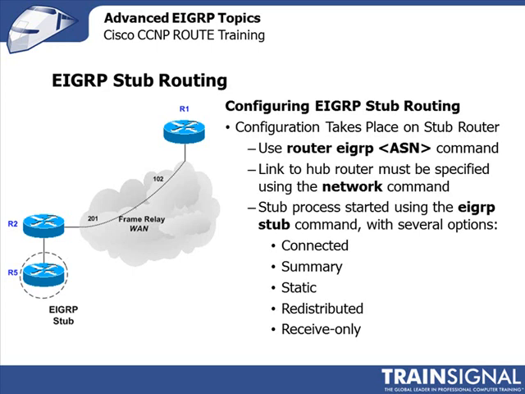And the stub process is started using the EIGRP stub command in EIGRP configuration mode, and then there are several options: connected, summary, static, redistributed, and receive only. Connected means it will advertise all of the connected networks upstream to its hub router. Summary, it will just simply send summary routes. Static, it will include whatever static routes are included. Redistributed, self-explanatory, and then receive only means it's just going to receive routes. It's not going to actually send any of the rest out.